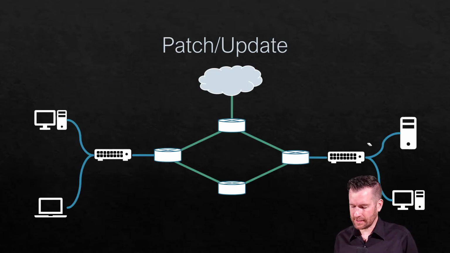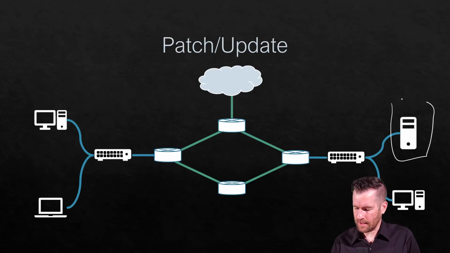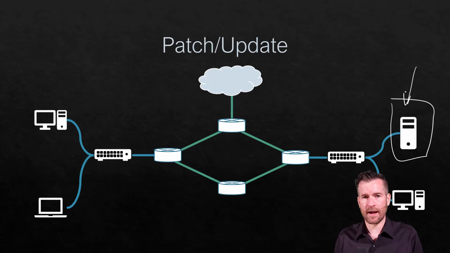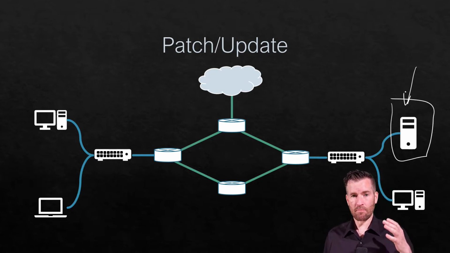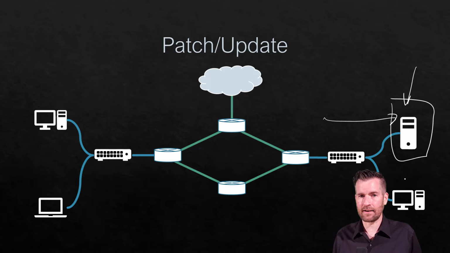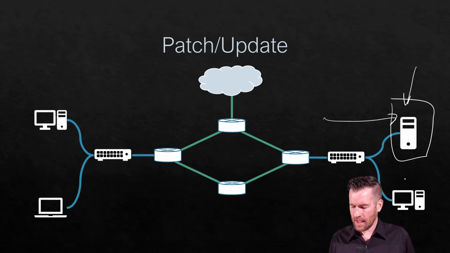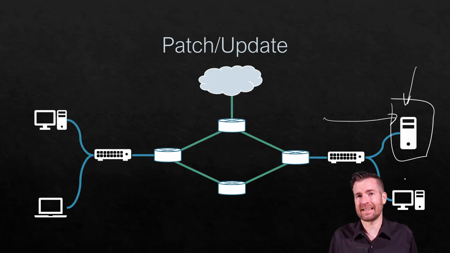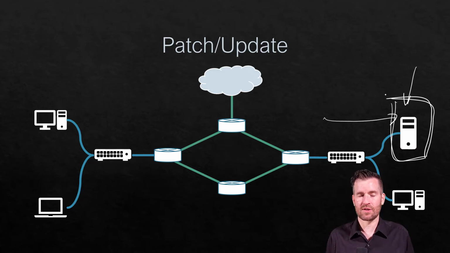Let's run through a little scenario here. I have a server right here, and let's say that server is running Microsoft Windows Server. Microsoft releases a new feature, and that feature gets installed onto this machine, giving it some additional functionality. But with that additional functionality, it opened up a security hole, something that can be hacked by others. And so now that machine is unprotected.